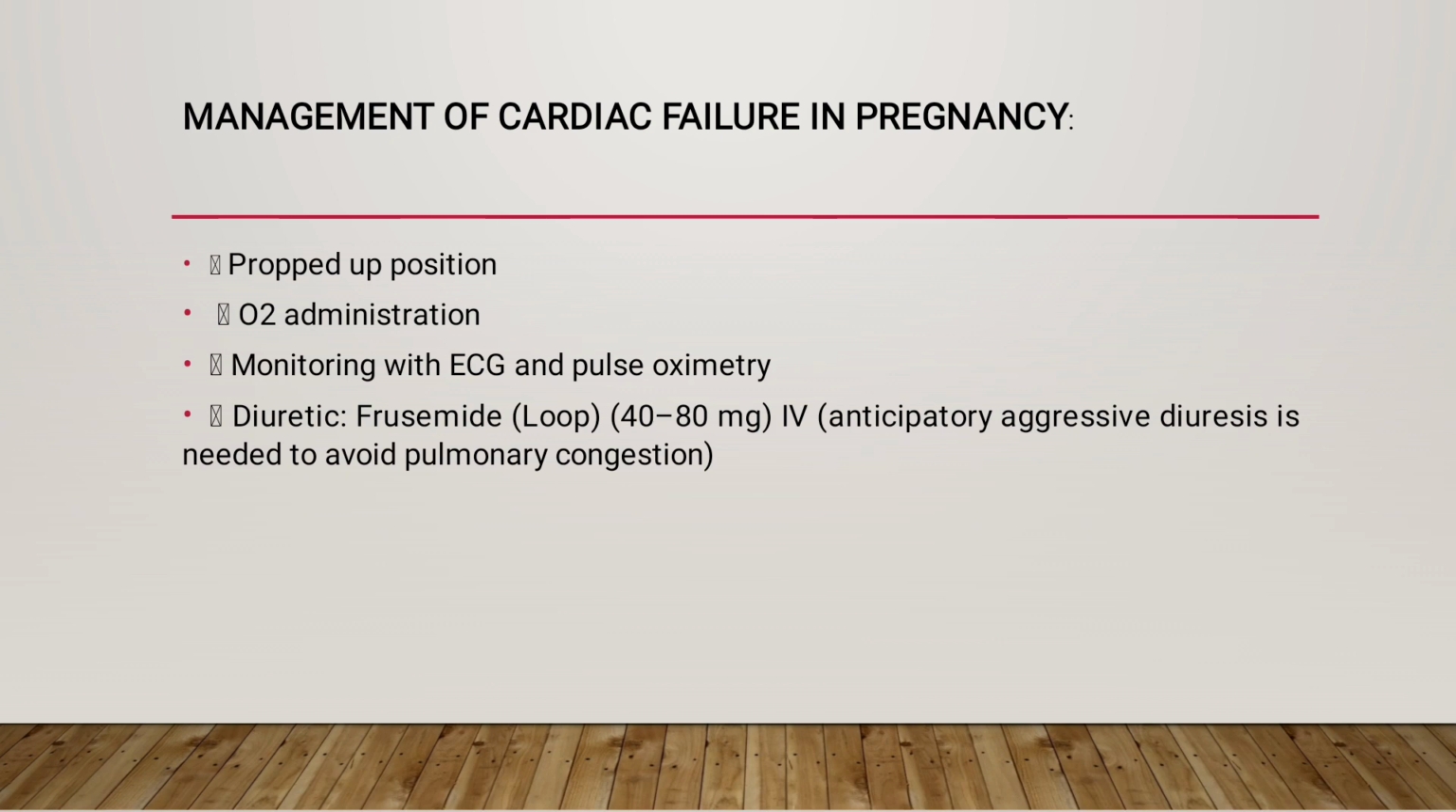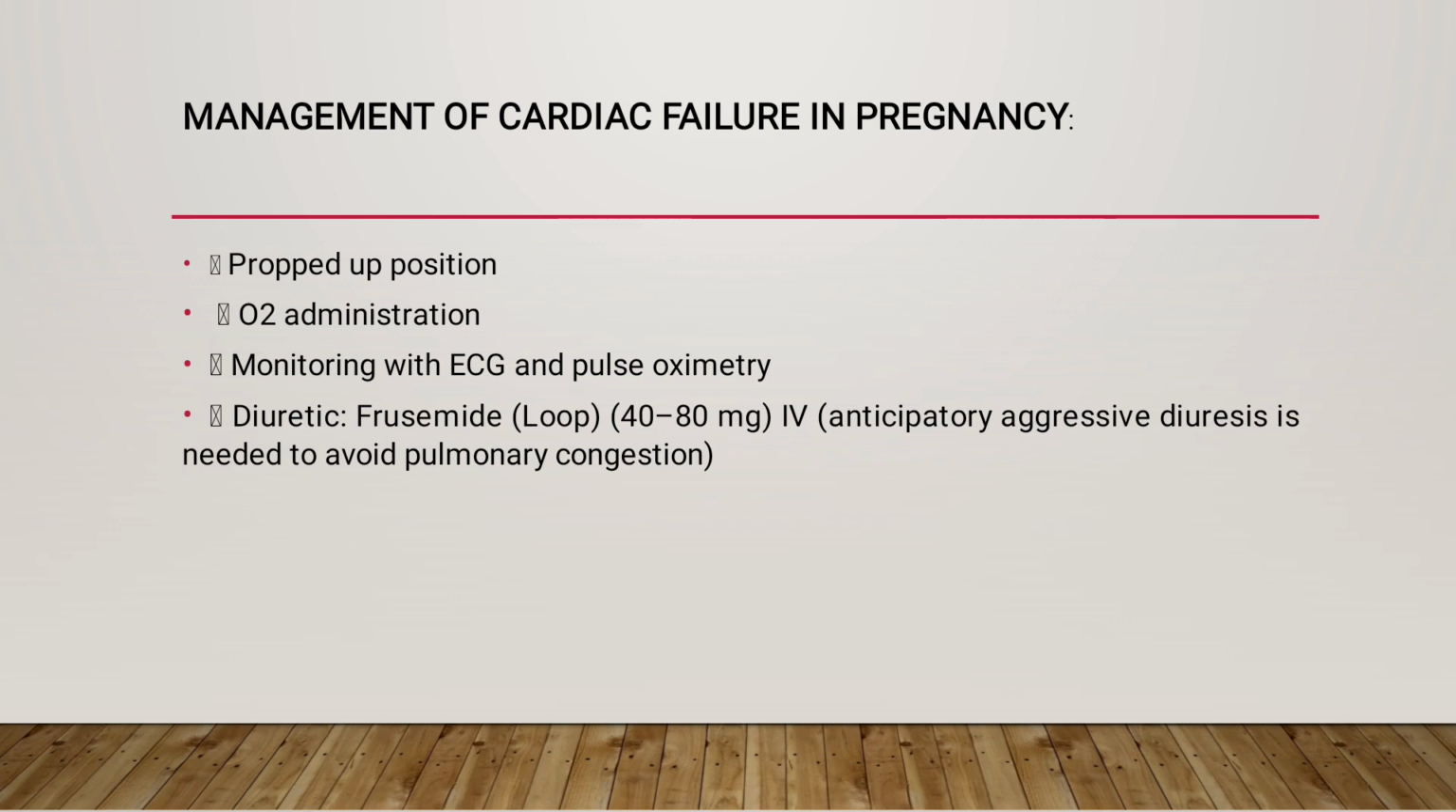The principles of management are the same as in the non-pregnant state also. A cardiologist should be involved. Underlying pathophysiology and the cause of failure must be understood. Then proper position should be given for the mother. Then O2 administration should be given. Then monitoring with ECG and pulse oximetry should be done. Diuretics can be given like furosemide, that is loop diuretic, 40 to 80 mg IV. Anticipatory aggressive diuresis is needed to avoid pulmonary congestion.